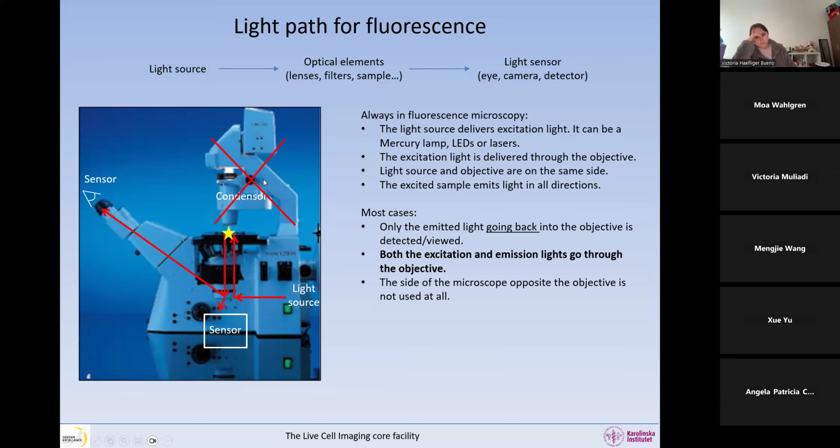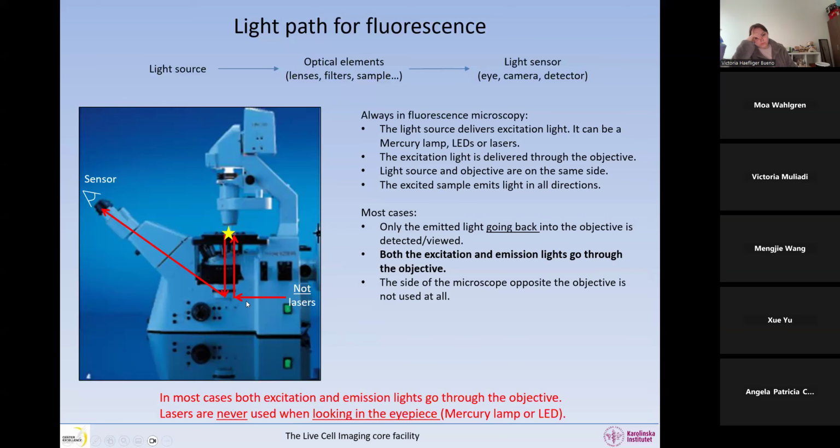Okay, this means that the other side of the microscope is completely not used at all. If you go to your microscope next time and you're imaging, if it's an inverted system, you could flip the top of the microscope open. The image is not going to change because on an inverted system like this, the top of the microscope is completely not used in fluorescence microscopy. It's only used in transmitted light microscopy. So in most cases, the excitation and the emission light go through the objective for fluorescence.